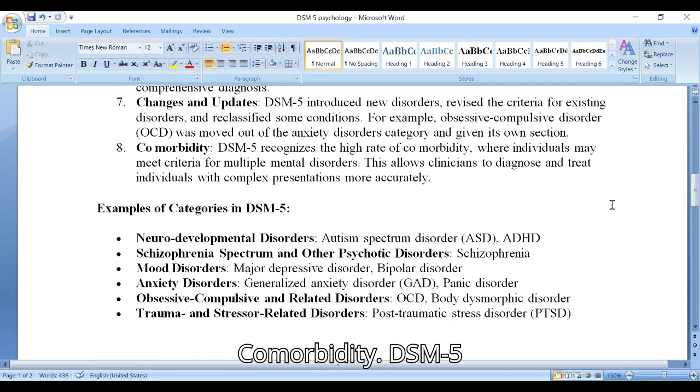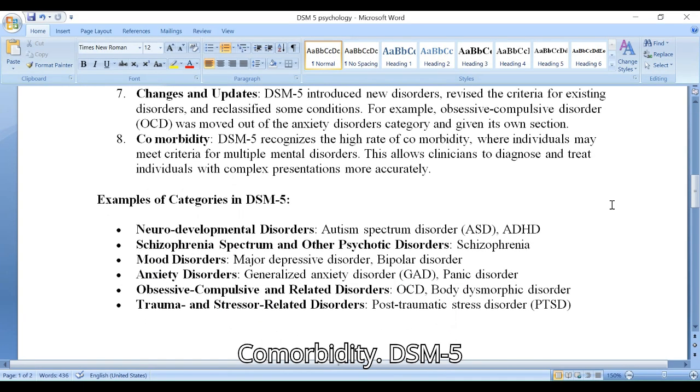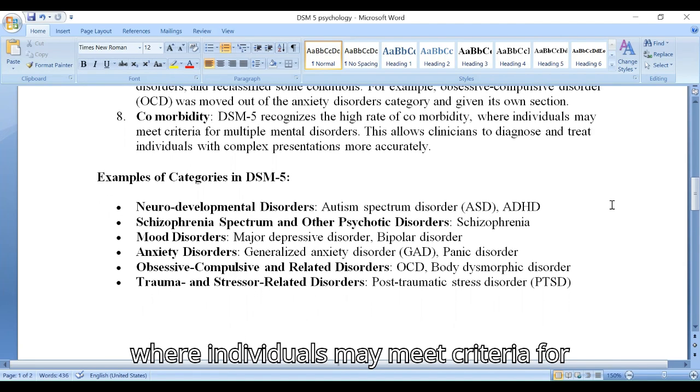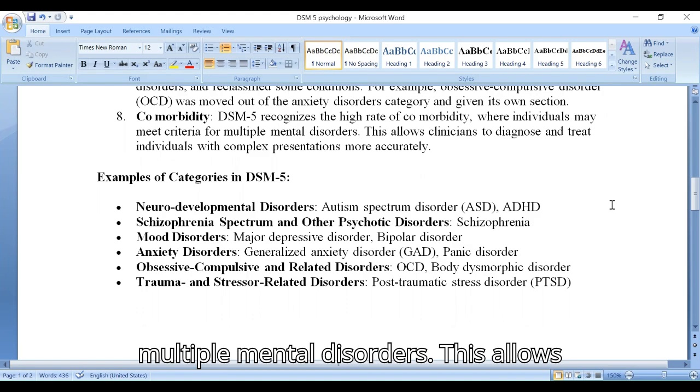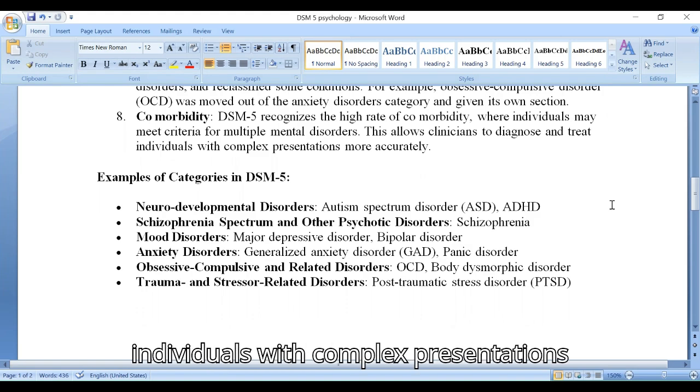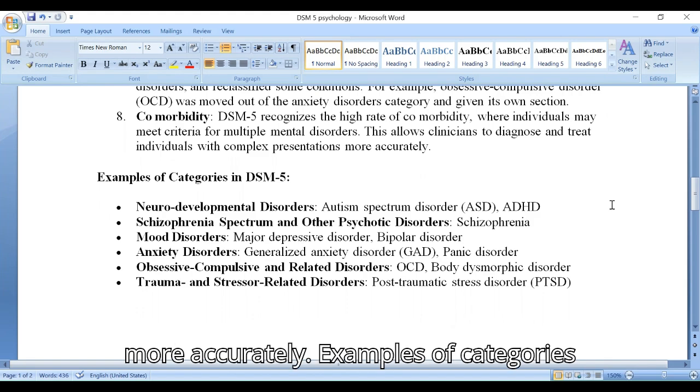8. Comorbidity. DSM-5 recognizes the high rate of comorbidity, where individuals may meet criteria for multiple mental disorders. This allows clinicians to diagnose and treat individuals with complex presentations more accurately.